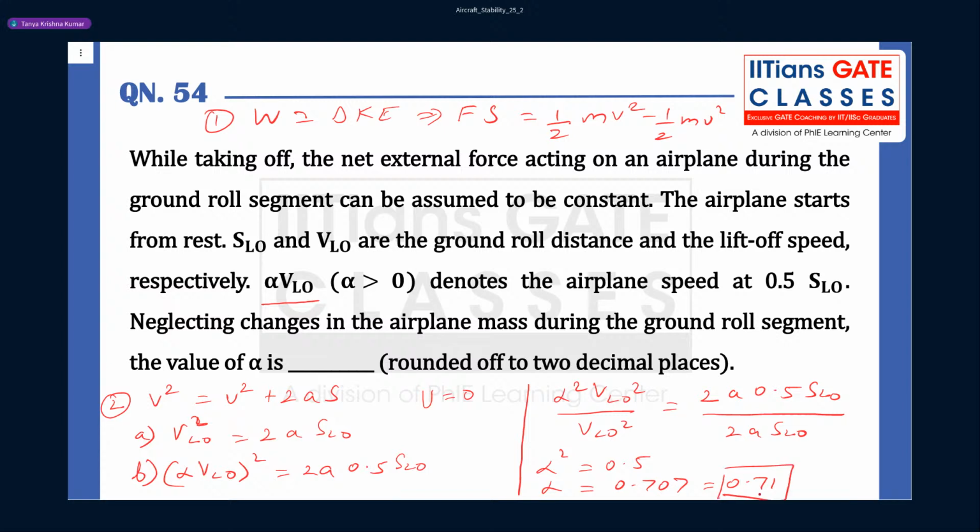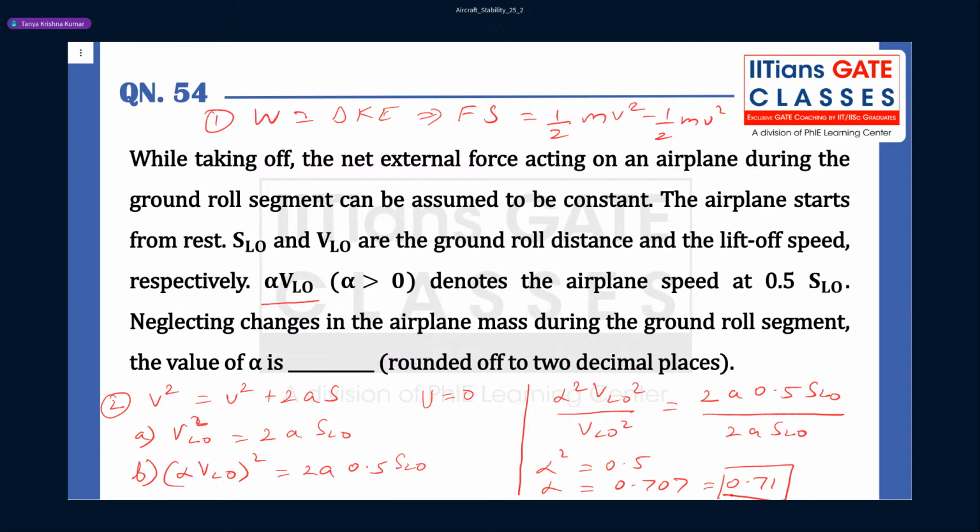Yeah, so this is the right answer. If you follow the work done formula also, you will follow almost similar steps. You will have the same, u is again 0. Do it again for the complete ground roll distance and for half ground roll distance, and you will get the same formula, same answer. Alpha squared is 0.5. Square root of that is the final answer.